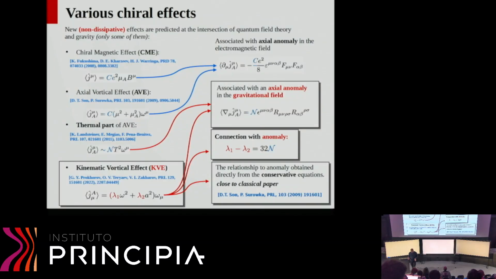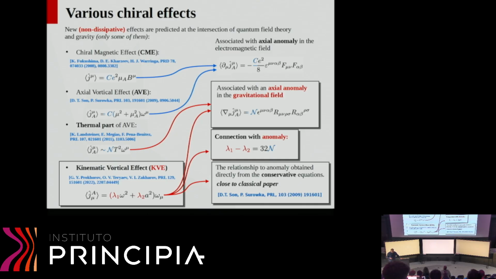We know that there are a lot of interesting effects at the intersection of quantum field theory and hydrodynamics, such as the chiral magnetic effect and the chiral vertical or axial vertical effect, which, as we know, are closely related to the axial anomaly in the gauge field. Also, there is an interesting result about the thermal part of the axial vertical effect, which is controlled by the gravitational chiral anomaly.